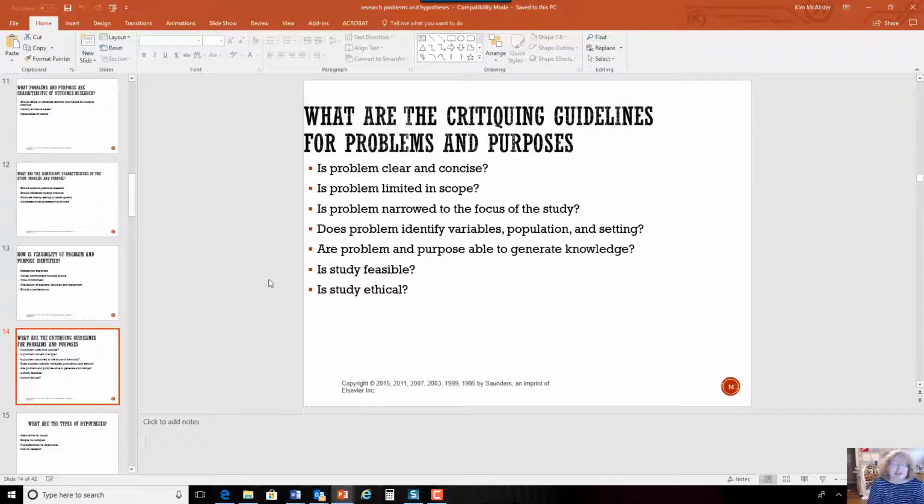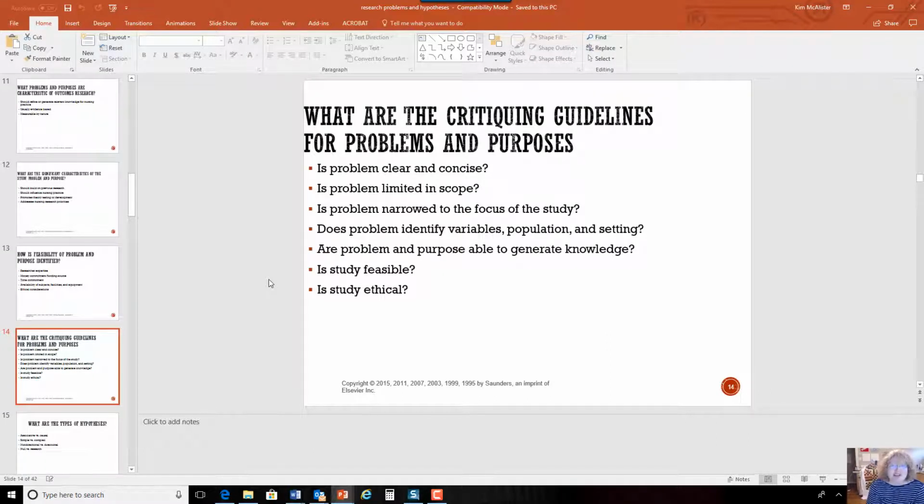So what are the critiquing guidelines for problems and purposes? When you're looking at critiquing the problem and the purpose, generally the purpose statement is going to be at the top of your research study. You want to look at what the purpose is and read through that to determine if this is something that's going to work as a source for you for your paper. You want to have something that has a clear and concise problem, so you can read it and know this is exactly what it is.